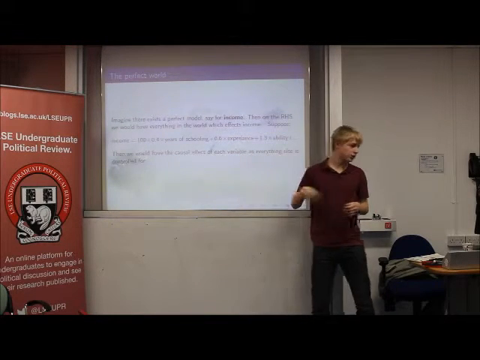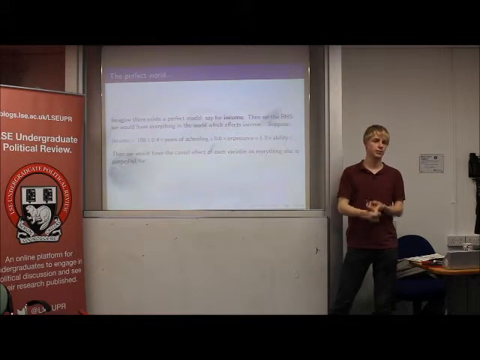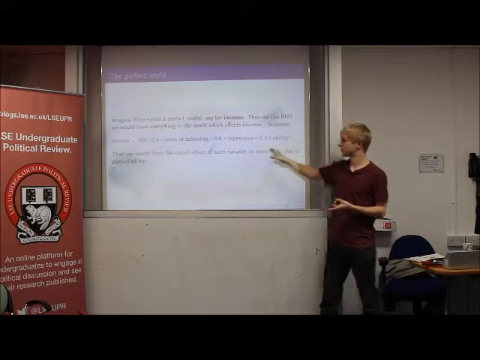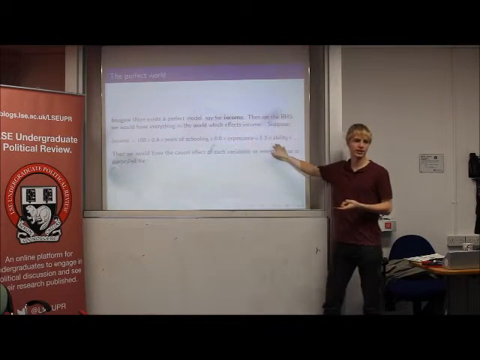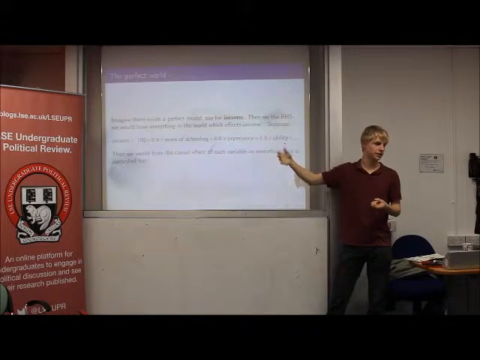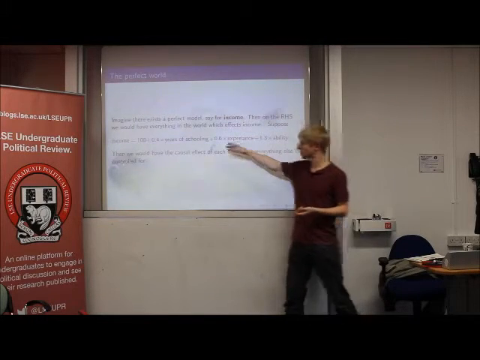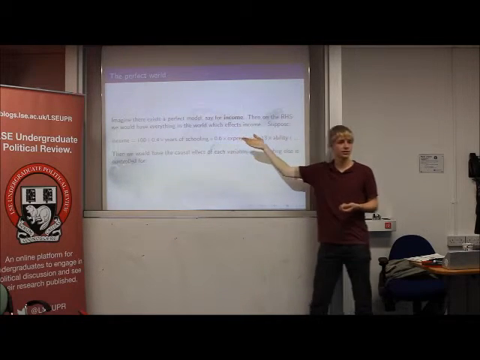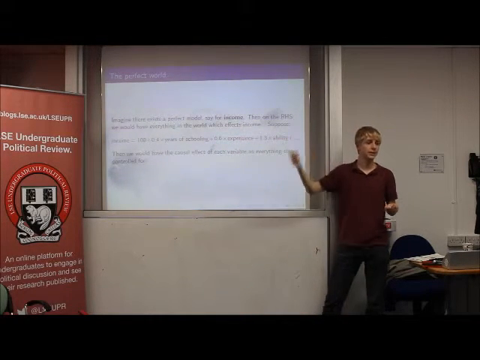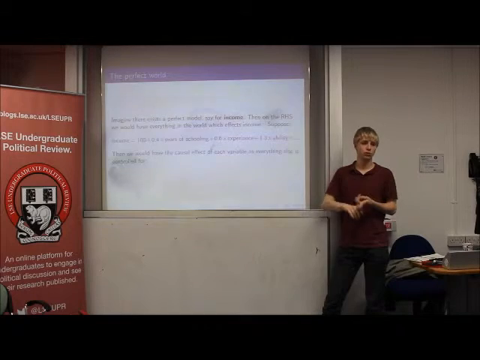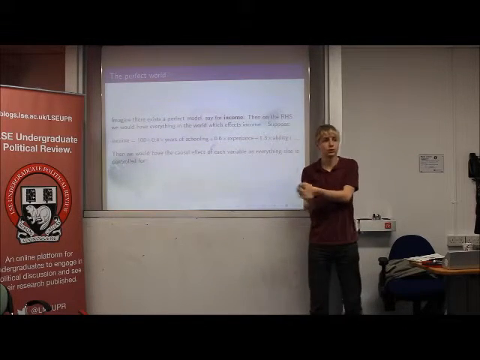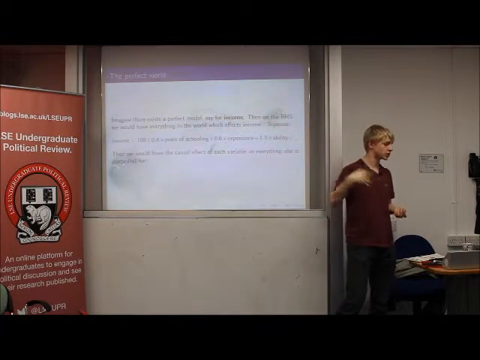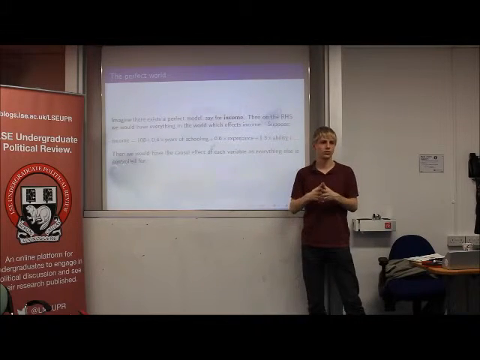But there are two issues with this. Firstly, and most obviously, we don't know what a perfect model for income is. We can think, okay, income is probably related to your years of schooling, probably related to how much experience you've had in the field, probably related to your ability, it's probably also related to what field you're working in, etc., etc. But it's not possible for us to think of everything.